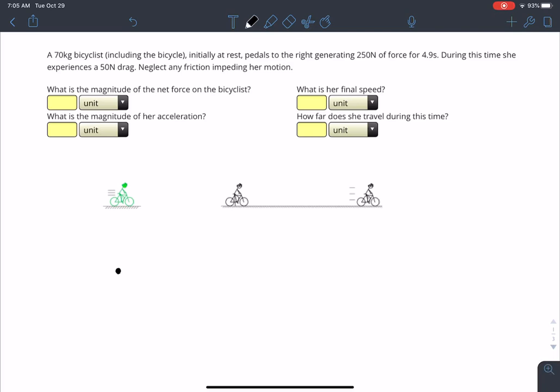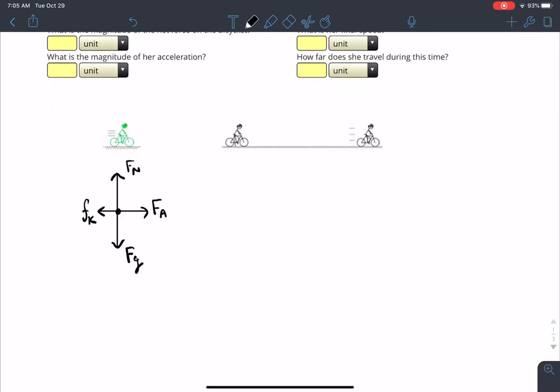So here I'm representing the bicyclist as a dot. We know that the bicyclist has a normal force up. We know that she's got gravity down. Here she's generating a force applied to cause her to move, and then there's going to be a little component of kinetic friction acting against her.